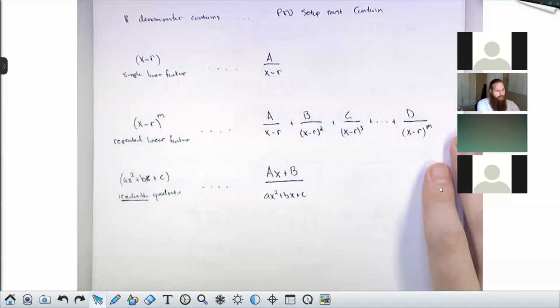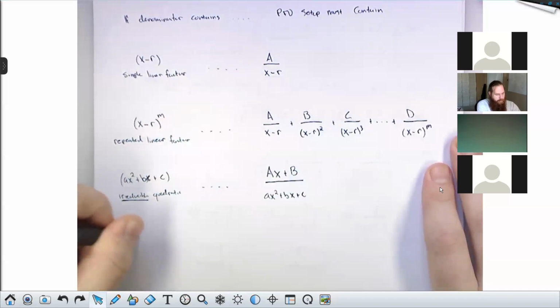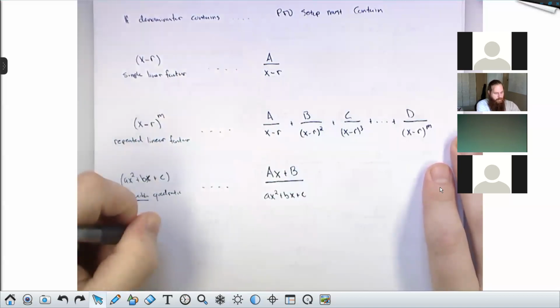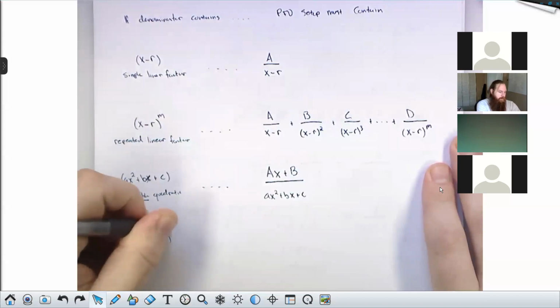And then the absolute nightmare case is an irreducible quadratic factor that is repeated.